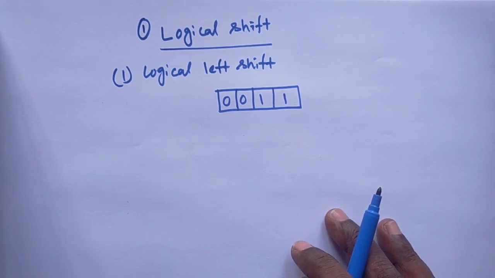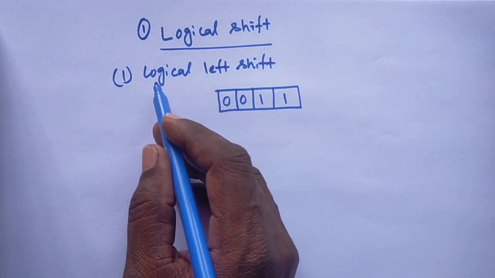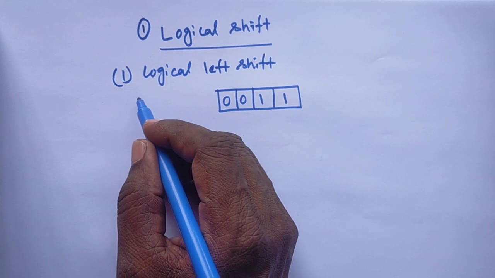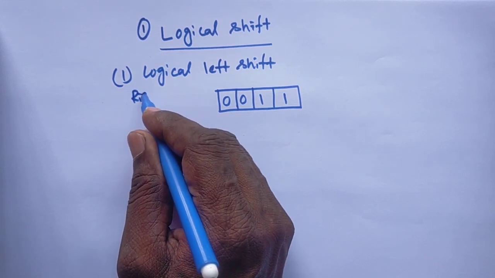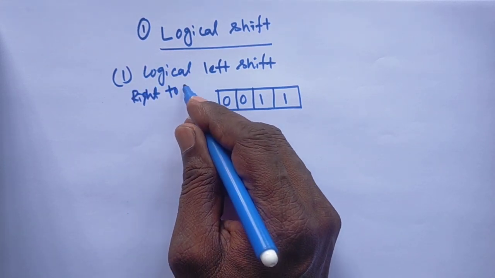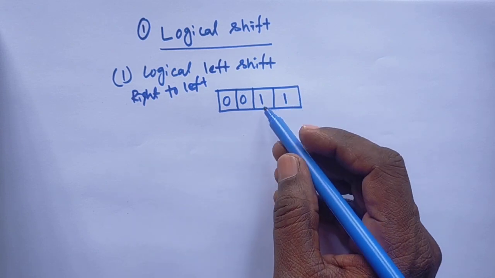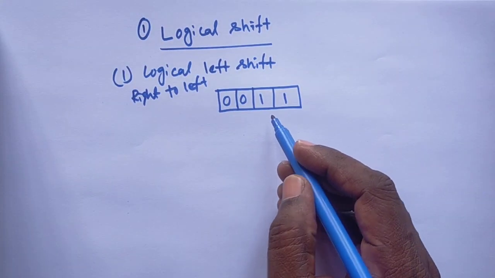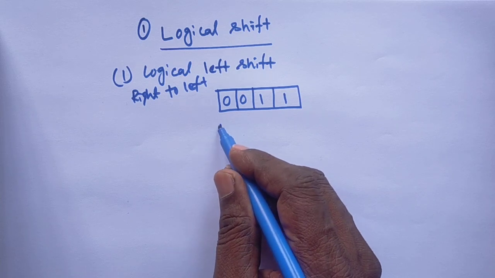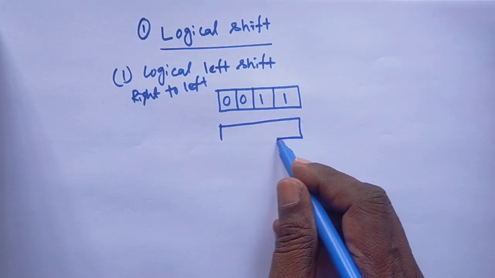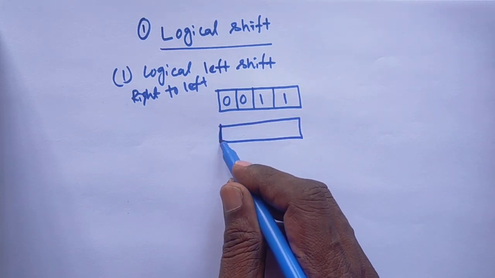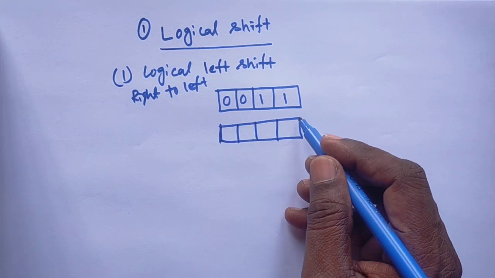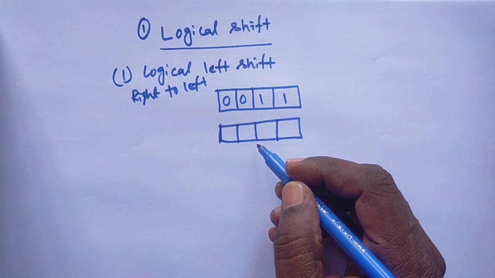Okay. Now whenever we go through logical left shift, that means right to left. It means data transfer from right to left. Now in a very simple way, we can also consider how each individual bit will be shifted. Right to left we have to shift.